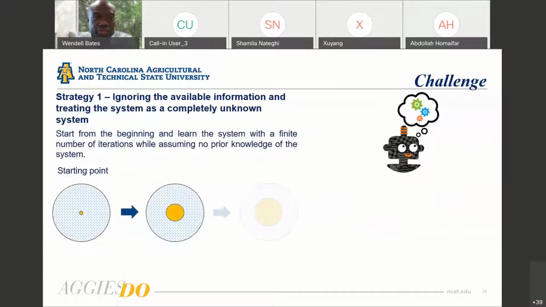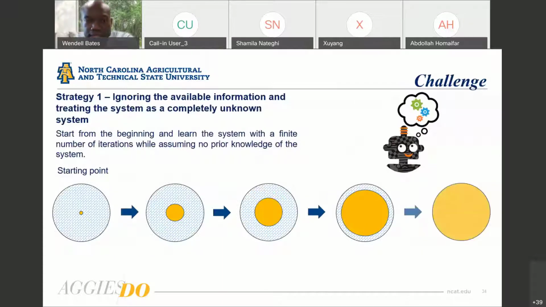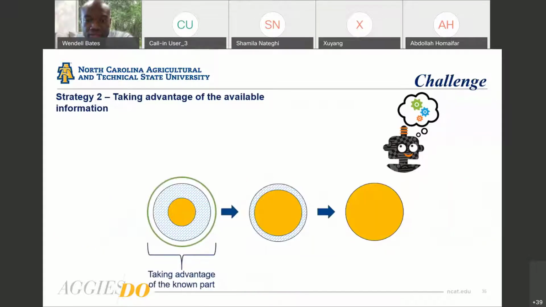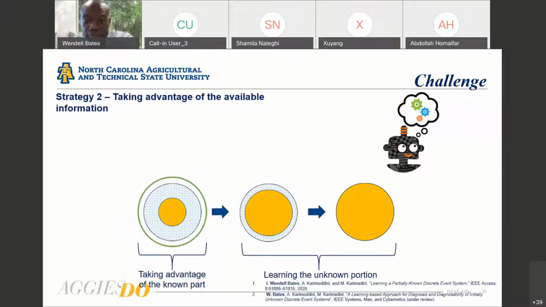And so there are two strategies when attacking fault diagnosis of a partially known system. Strategy one could be ignoring the available information and then treating the system as a completely unknown system. And so we would start from the beginning and then continue to learn the system throughout. Strategy two is we could take advantage of the already available information and then begin to learn the unknown portion.